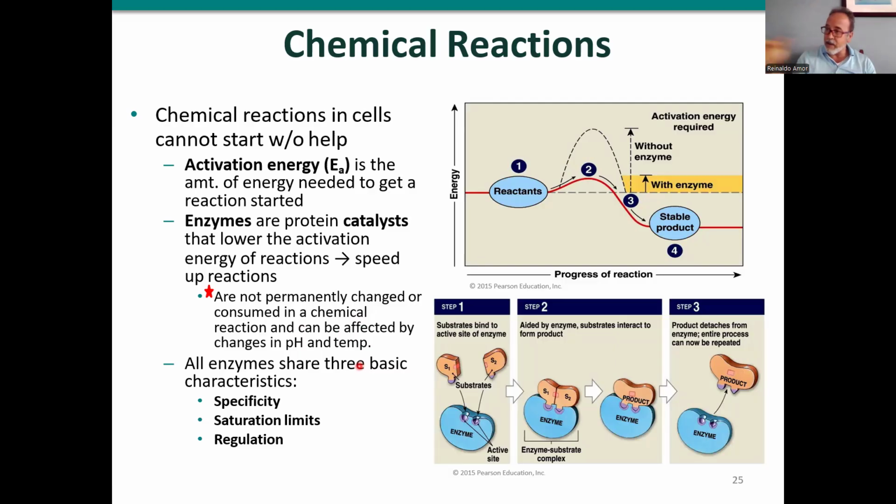So that's important. Enzymes are protein catalysts that lower the activation energy so that the reaction is more likely to happen. Enzymes need cofactors. The most important cofactor is magnesium. They're not used up or changed in a reaction, and they can be affected by pH and temperature.